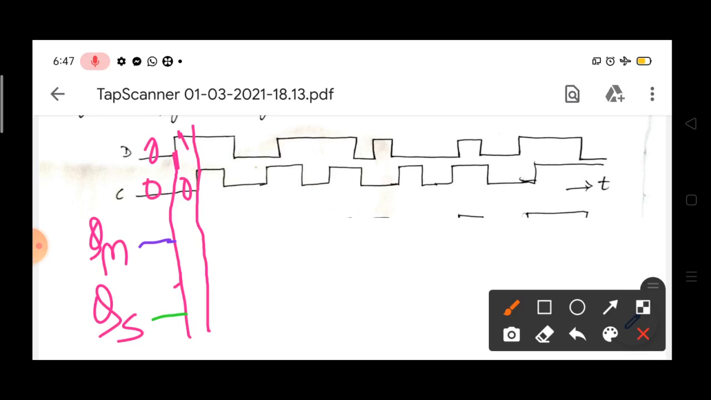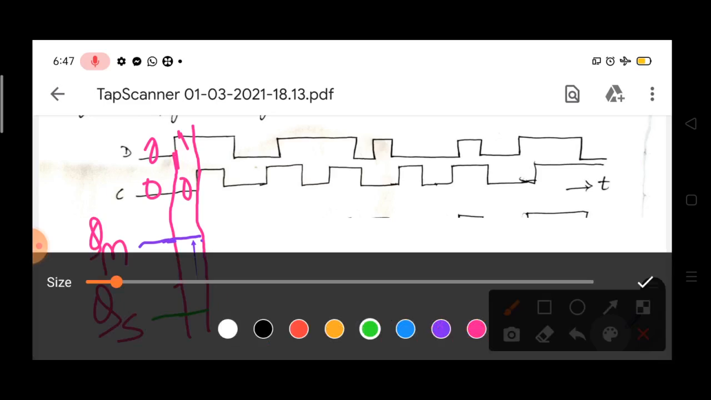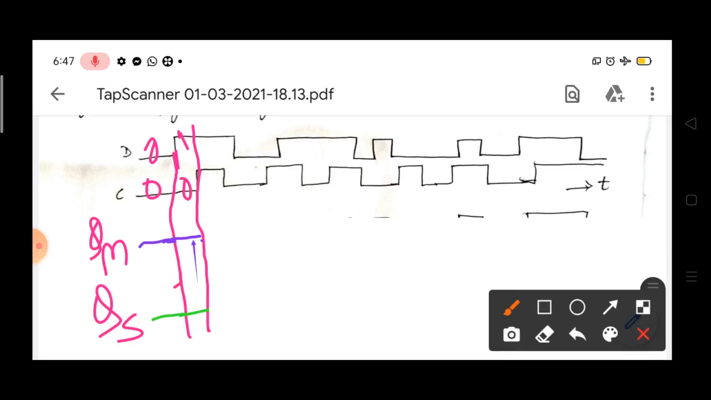So up till here my QM is still 0. Now I'll go for QS. Again it retains its previous state, so here QS also is 0. Now I'll go to the next state.